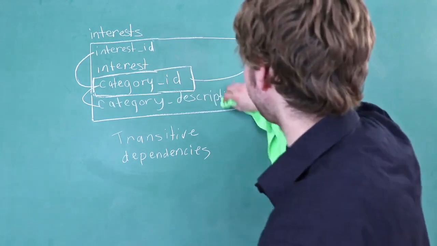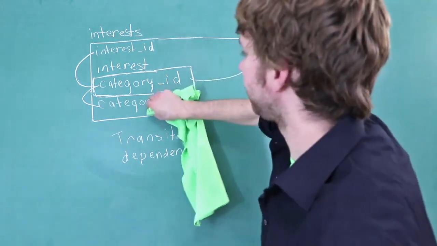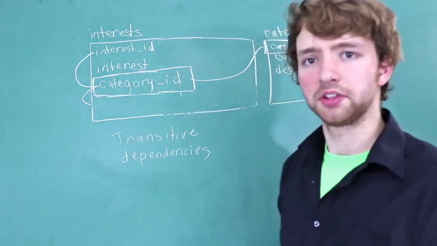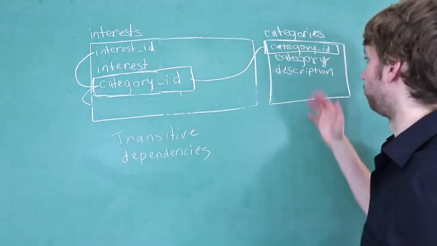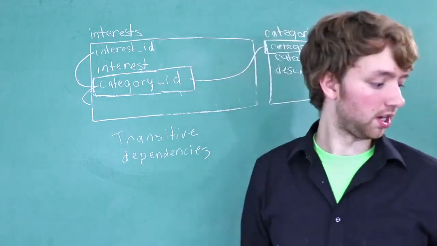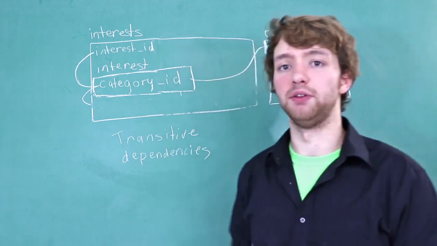And this makes sense. We don't want to have this in here because we're going to have the category description in here for every single interest. That doesn't make sense. We really only need the category description one time, once for each category. So that is how you fix third normal form and get rid of transitive dependencies.